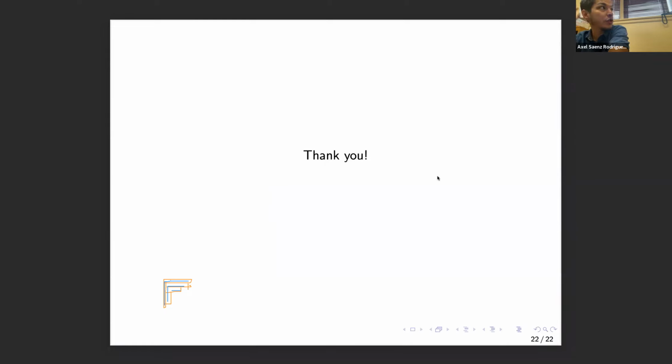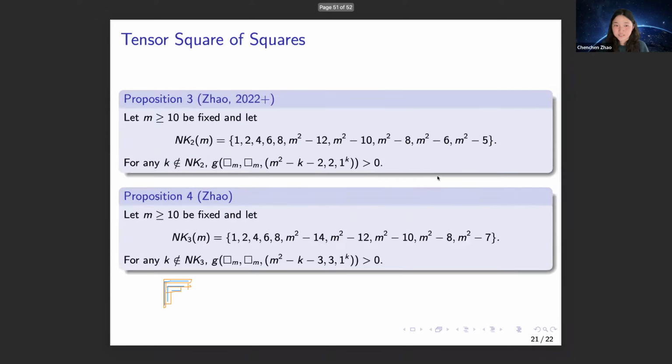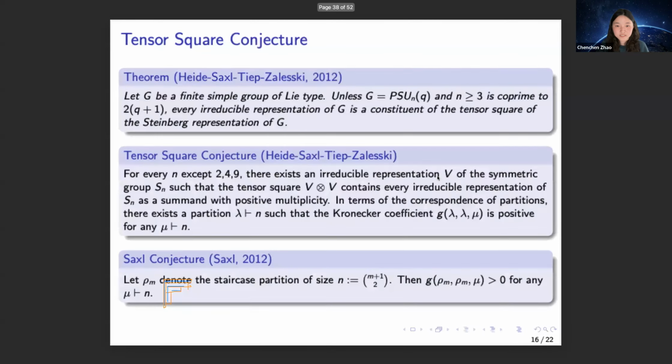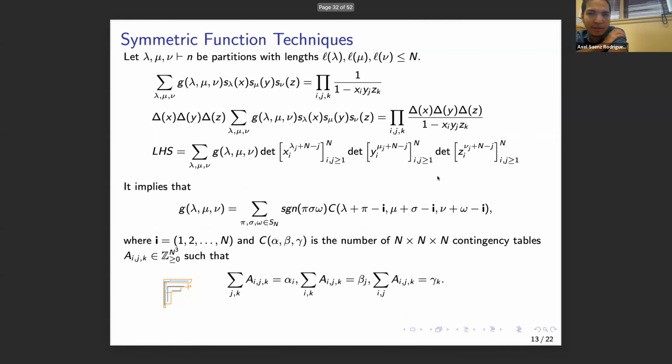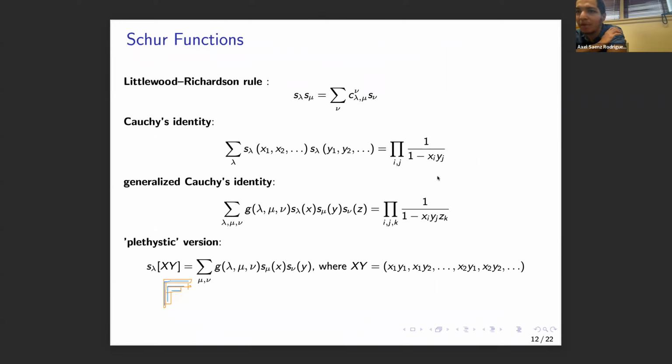I had a question about the generalized Cauchy identity. I know that the typical Cauchy identity is used in probability to define Schur processes. And I was wondering if you're aware of any probabilistic models that use the generalized Cauchy identity, or whether it has an interpretation in terms of probability.